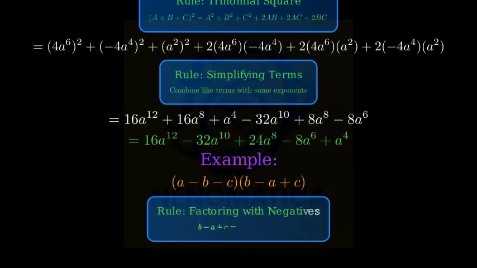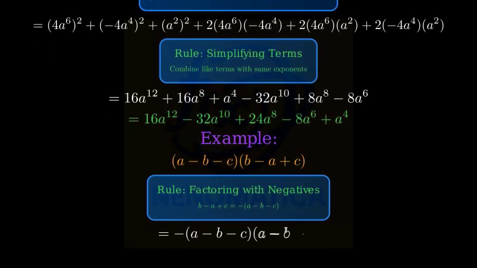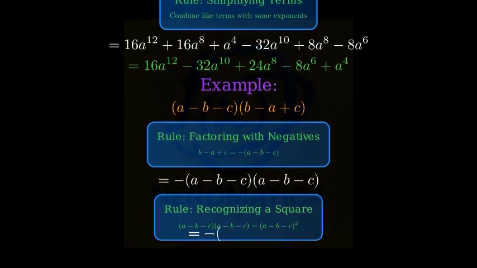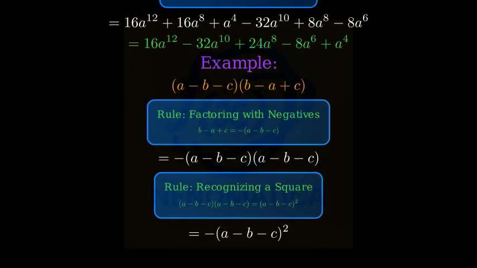First, let's recognize that this can be rewritten by factoring out a negative sign from the second factor. So we have a minus b minus c times negative times the quantity a minus b minus c. Now we can recognize that this is the negative of the square of a minus b minus c. So we have negative times the quantity a minus b minus c squared.